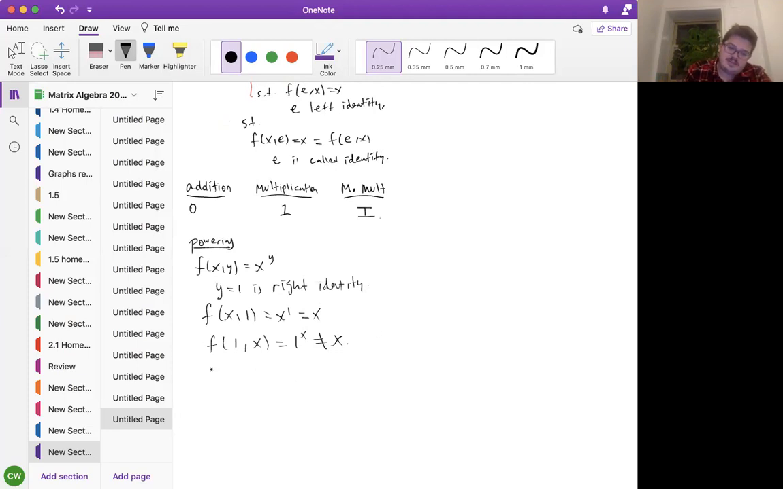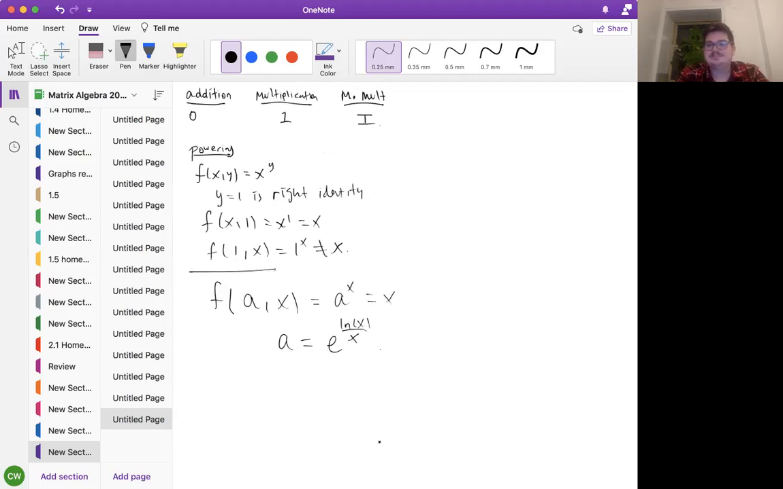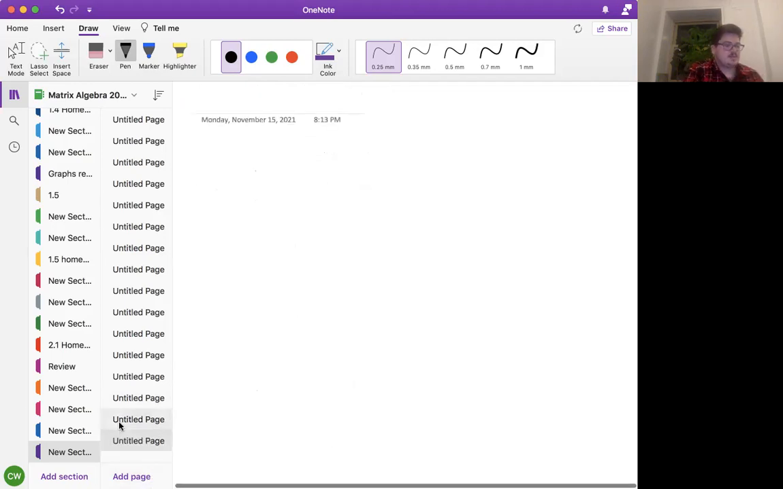If you want to think about it, if you have a to the x, I'll let you figure this out, but a is actually equal to e to the ln of x over x. So you can work that out if you want, but you don't have to do that. Okay.